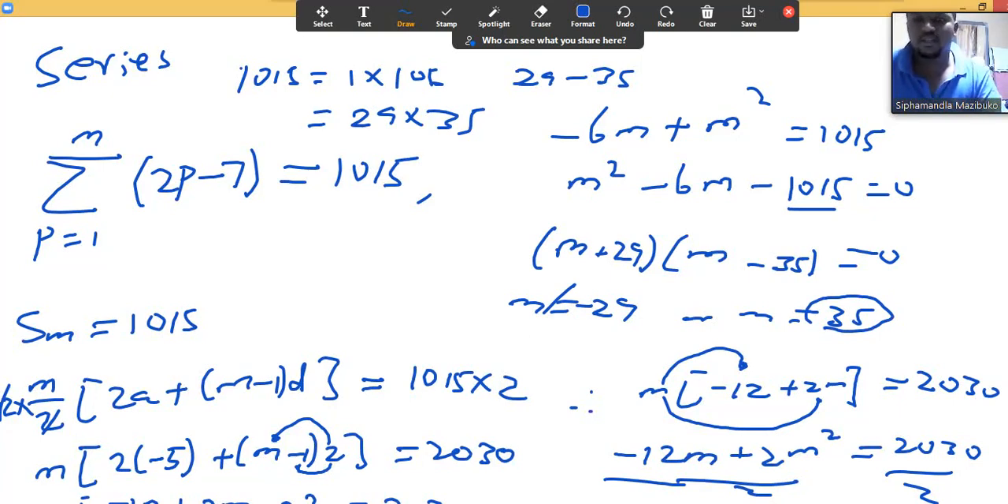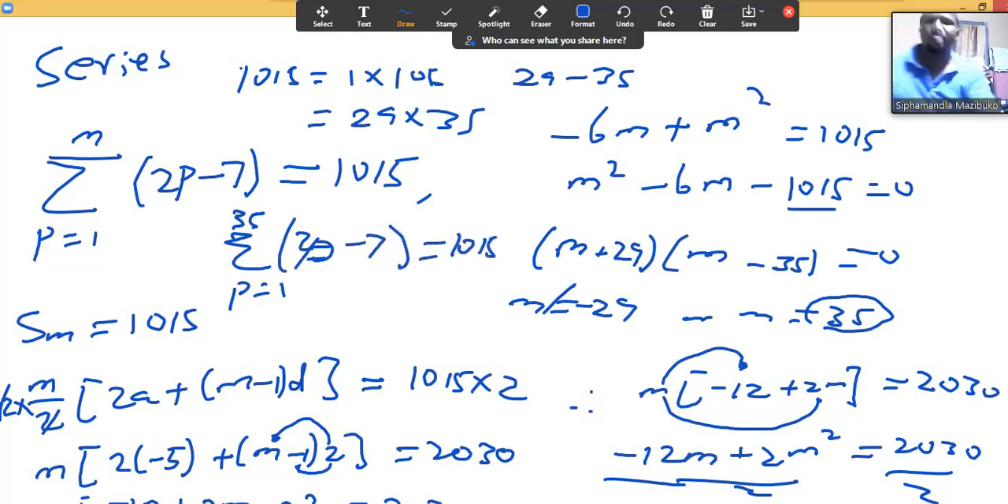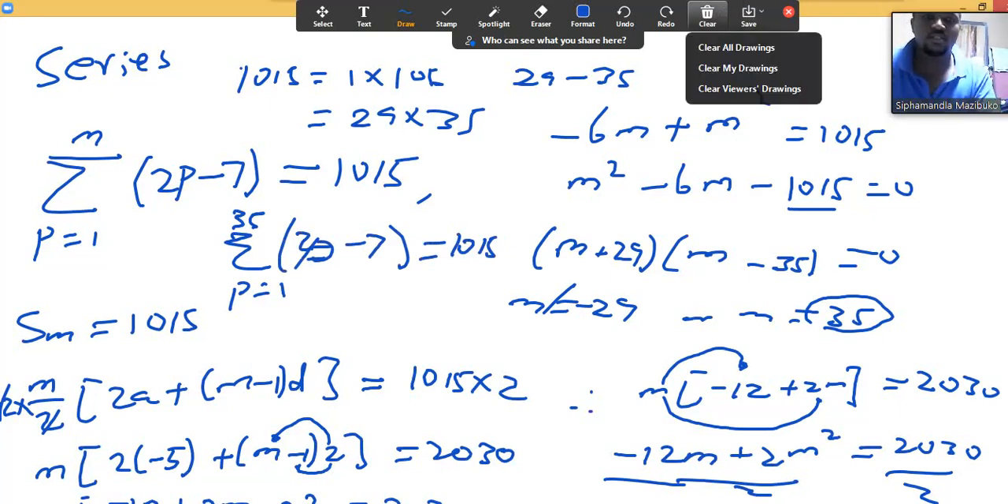So simply we can say this is the summation of p from 1 to 35 of 2p minus 7 is 1015. So we can just say that. Okay, so that was our first example on this. Let's look at the next one. Let's try to find something more interesting.